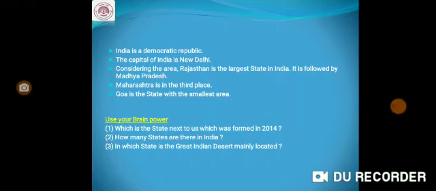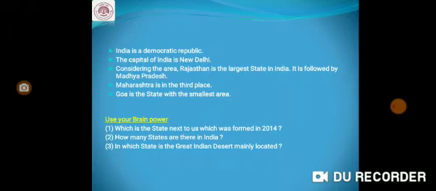Okay. Goa is the state with the smallest area. Which is the smallest state according to the area? It is Goa. Now, use your brain power. Which is the state next to us which was formed in 2014? So this was in the news, and the name of the state is Telangana. Okay. So I'll just give you the spelling. Let me spell it for you. It's Telangana. It is the Telangana state.